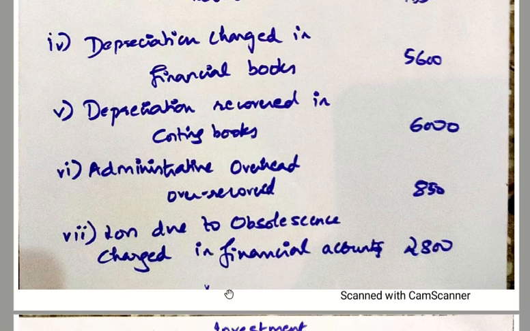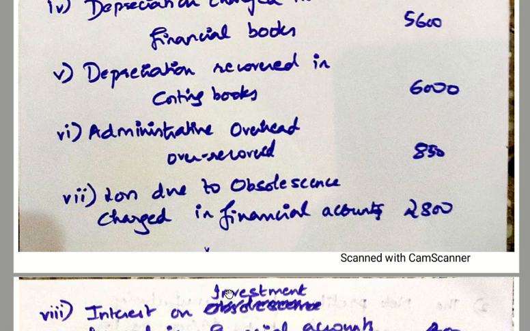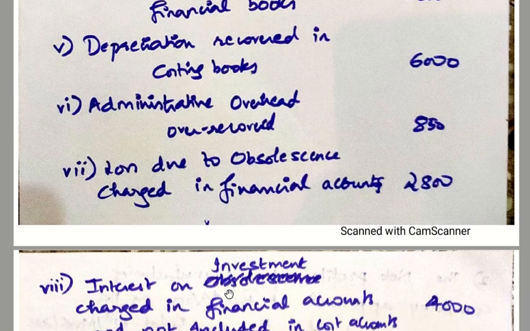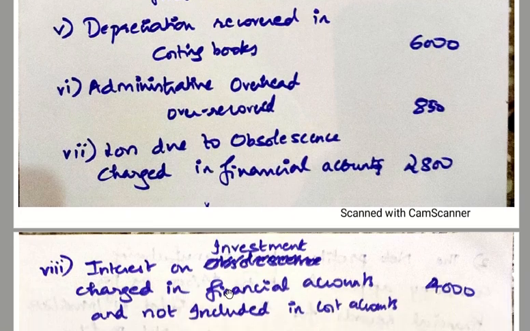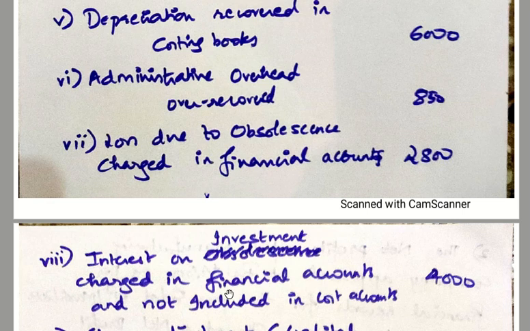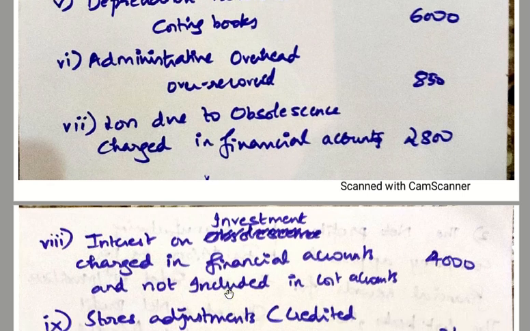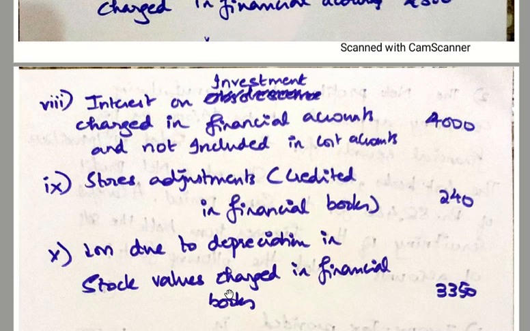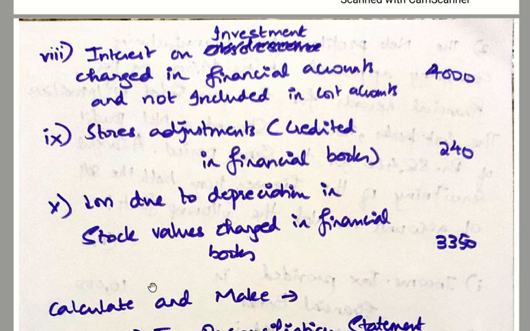Loss due to obsolescence charged, it's an expense, a financial expense, which you will basically minus it. Next we have interest on investment charged in financial accounts and not included in cost account. So basically it's an income, hence you will add it as financial income.